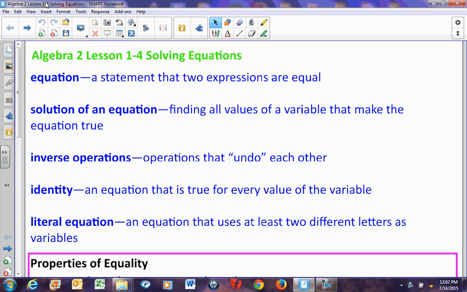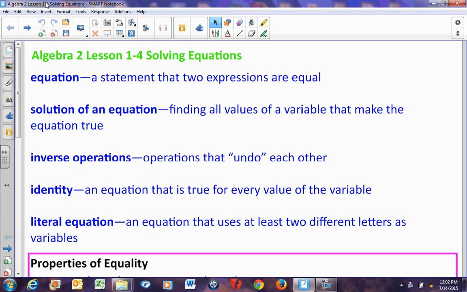Algebra 2 Lesson 1-4, Solving Equations. An equation is a statement where two expressions are equal. The solution of an equation is finding all the values of the variable that make the equation true. Inverse operations are operations that undo each other. For example, multiplication undoes division, addition undoes subtraction.